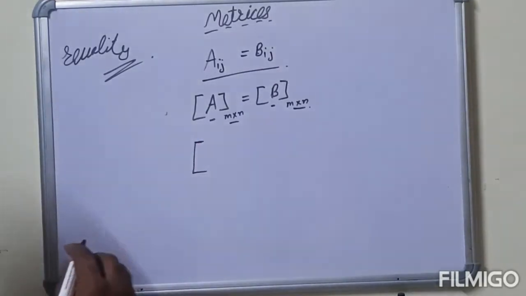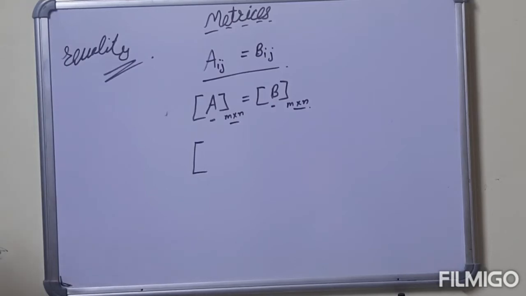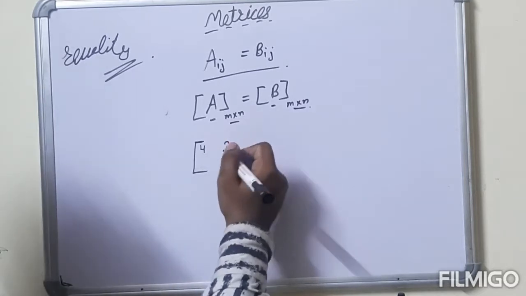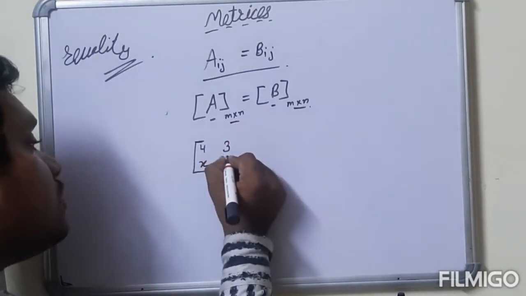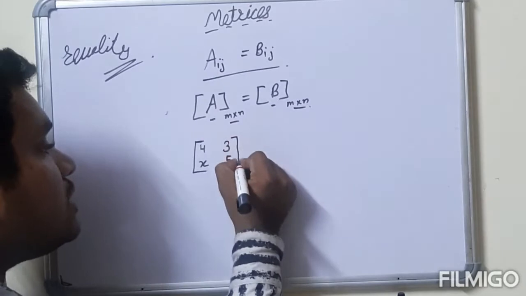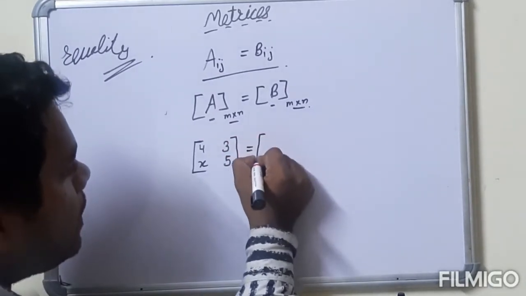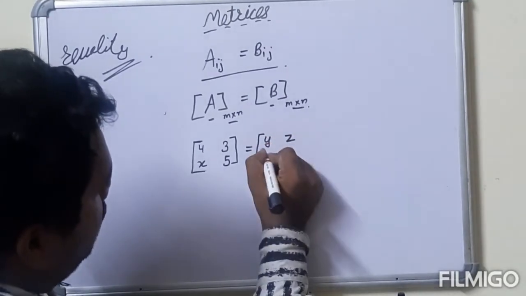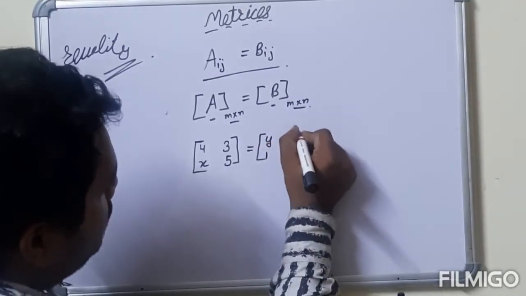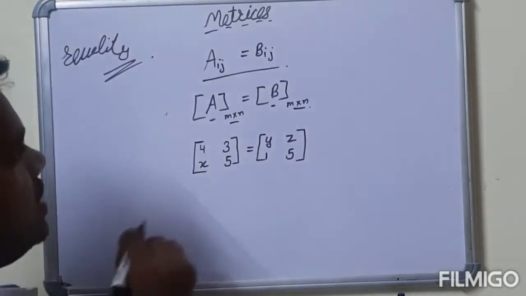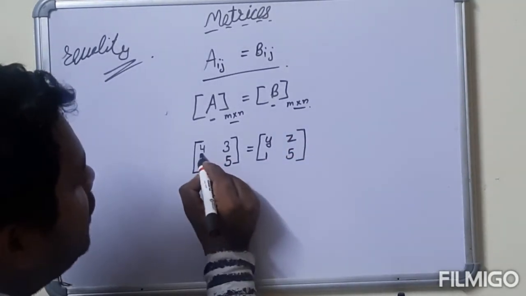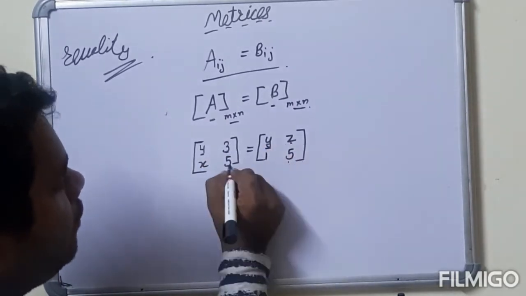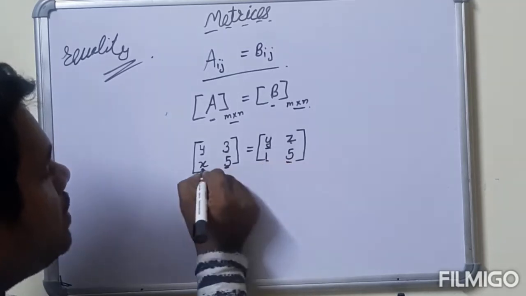We take one matrix 4, 3, x, 5 equal to another matrix y, z, 1, 6. This means A_ij equals B_ij: the first element equals the first element, the second equals the second, 5 is equal to 5, and so on.